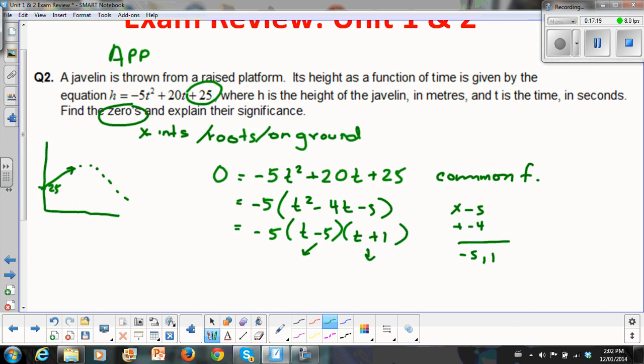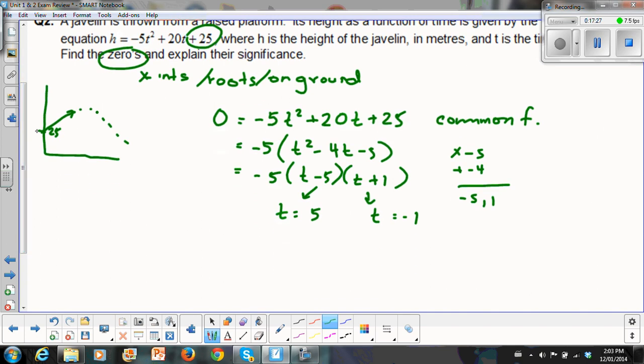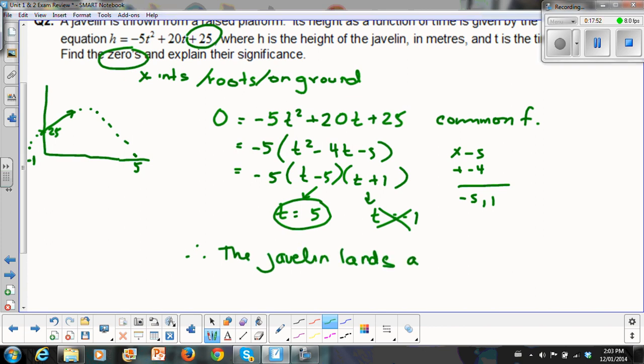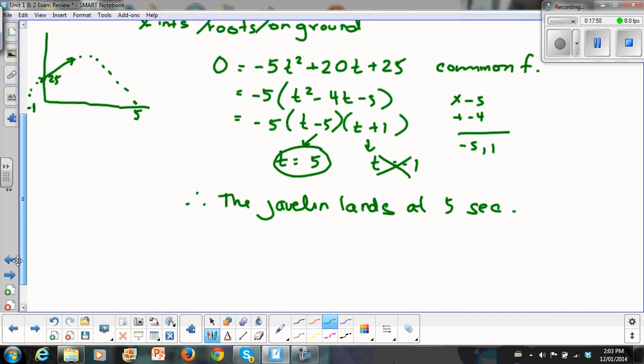We're going to get two final answers for t. t can equal positive 5 or t can equal negative 1. Because this is a word problem, if you look at the diagram, the negative 1 would have been down here on the left, and t equals 5 would be over here. This is the only realistic answer because you cannot have negative time. Therefore, a better question would say the javelin lands at 5 seconds. Okay.